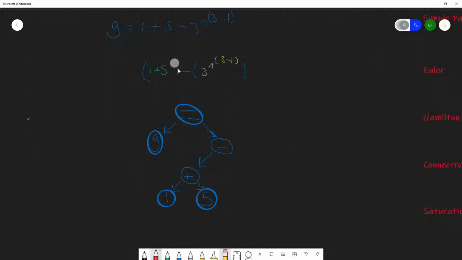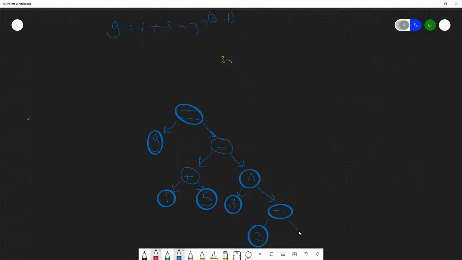Okay, next operand. Let's clean this up. We have done this, we've done this. We know this is what's left, we know this is what's left. Next up, that needs to be evaluated second to last, second to first, is this. So we do to the power of, and a bubble. Then we have 3 to the left. And to the right is this 3 minus 1. This is minus, so to the right of this is a minus symbol. And to the left of that is a 3 and a 1.